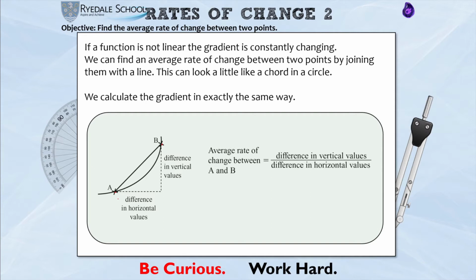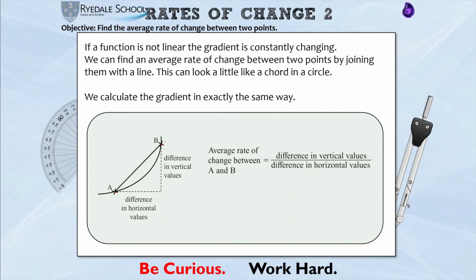So what we're going to be doing today is looking at one way we can approximate the gradient on a curve. And that's by looking at something called the average rate of change between 2 points. And the way that we do that is just assume that the function between A and B isn't a curve and it's just a linear relationship.